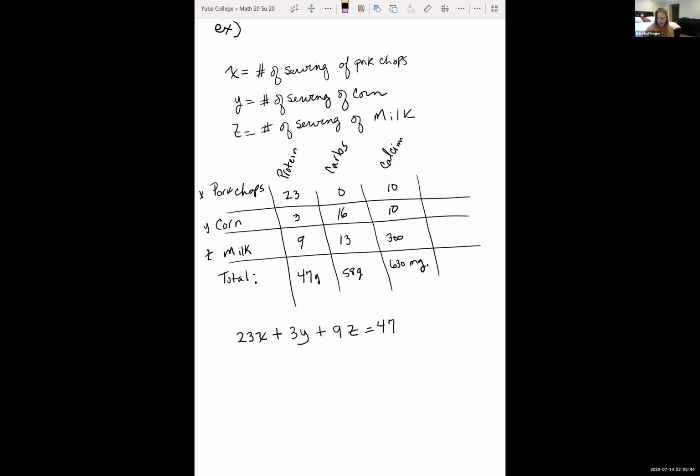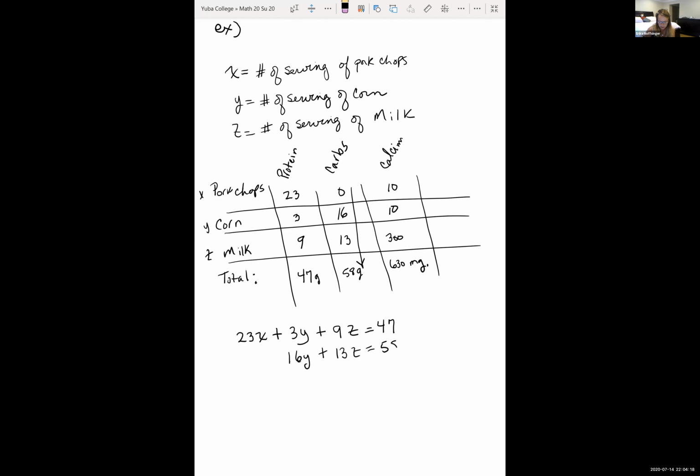So now our next equation is going to be this column. So 0 carbs, so 0x, I don't have to write that, 16y plus 10z equals, oops, sorry, wrong way, this way. I could have written it where I transposed my columns and rows. I should have. Okay, so here it was 0x plus 16y plus 13z equals 58.